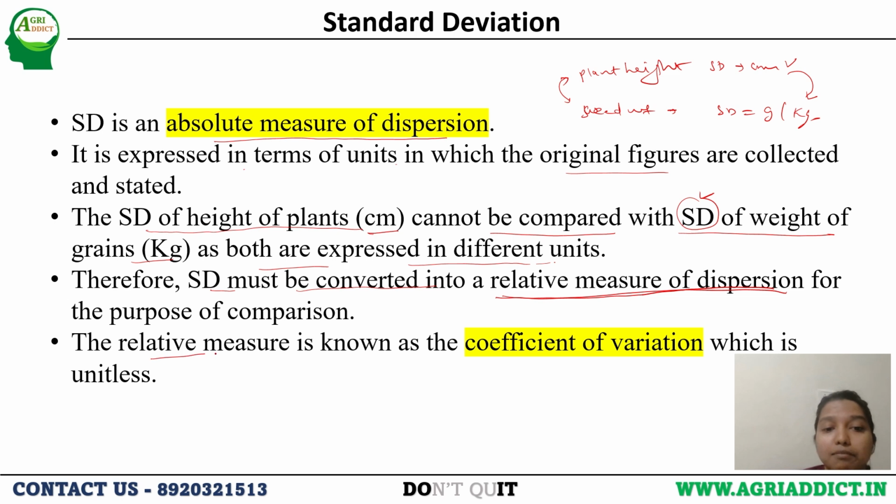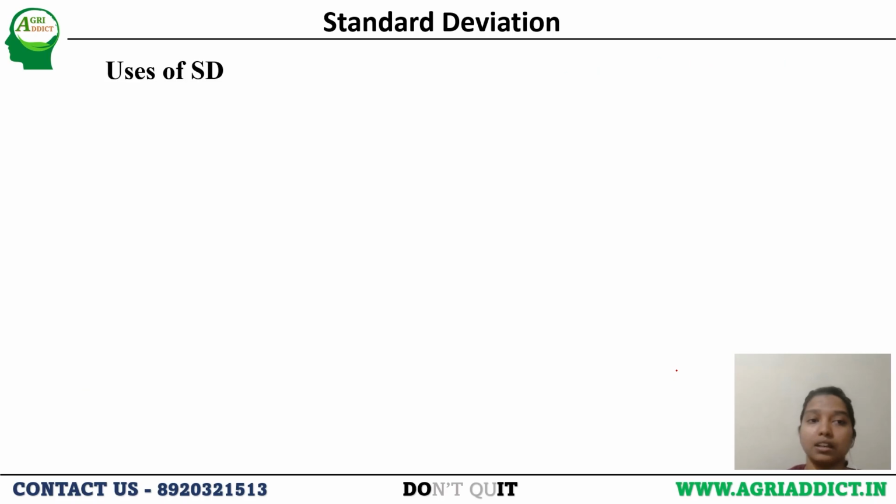The relative measure is known as the coefficient of variation, which we'll be studying in the coming slides. It is most important. If we have to compare two characteristics, we cannot use standard deviation. We have to use coefficient of variation, because it is unitless. It is very important. It is unitless and it is expressed in percentage. Okay, let's move to the next slide.